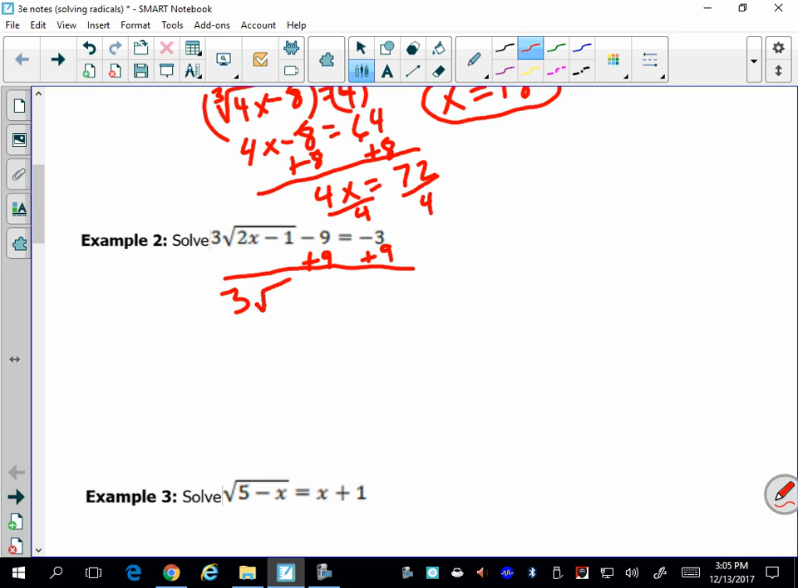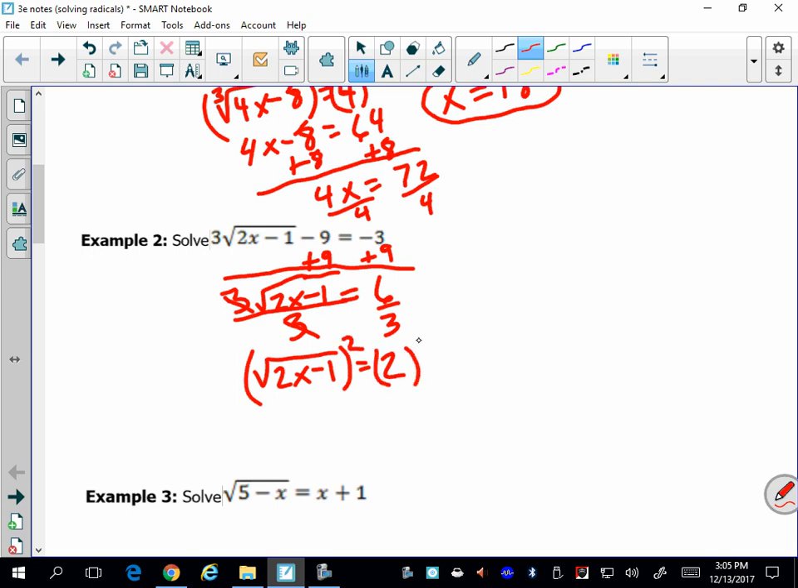3 square root of 2x minus 1 equals 6. Divide by 3. You get the square root of 2x minus 1 equals 2. Let's square it. Square it. 2x minus 1 equals 4. Add 1.